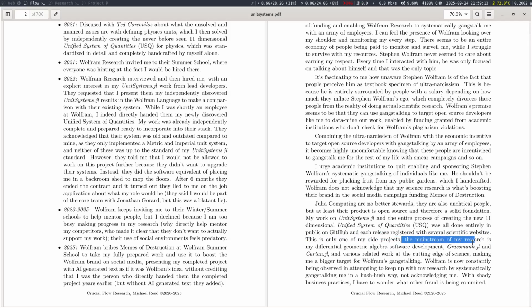The mainstream of my research is my differential geometric algebra software development, Grassmann.jl and Cartan.jl, and various related work at the cutting edge of science, making me a bigger target for Wolfram's gang stalking, because they're also interested in all these other projects that I'm doing. They're stalking everything they can find about me, very systematically. They don't want to talk to me about hiring me to bring some of these ideas to their company. No, that's not how they approach it.